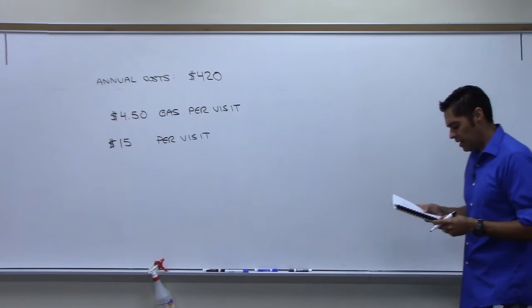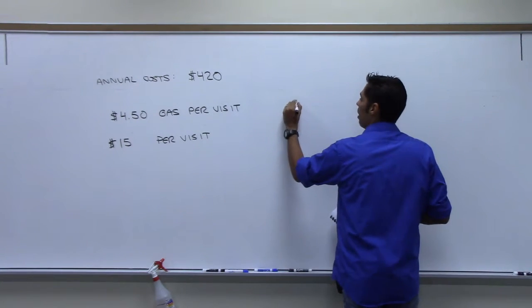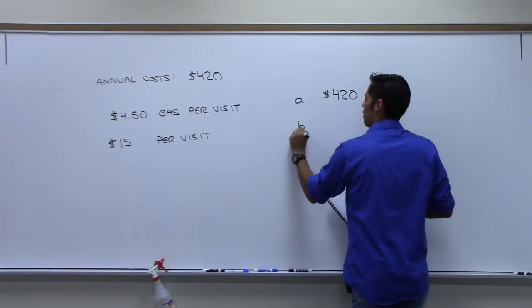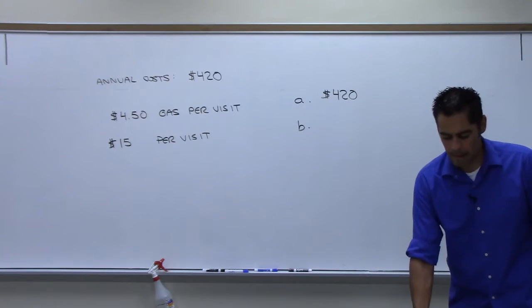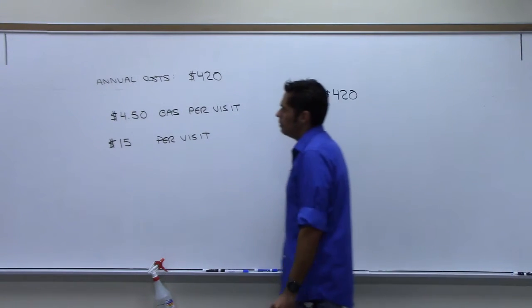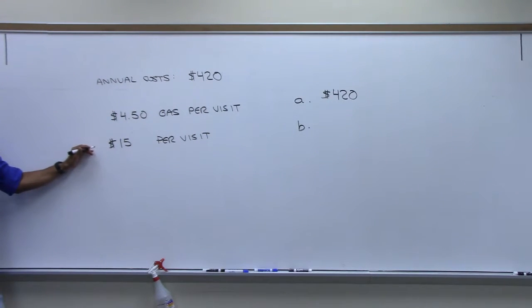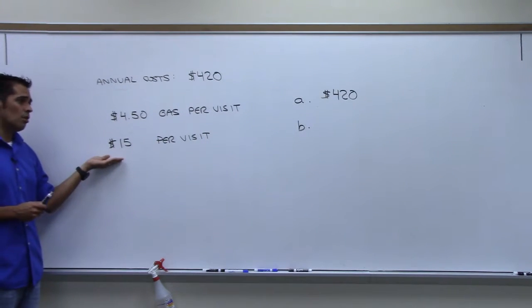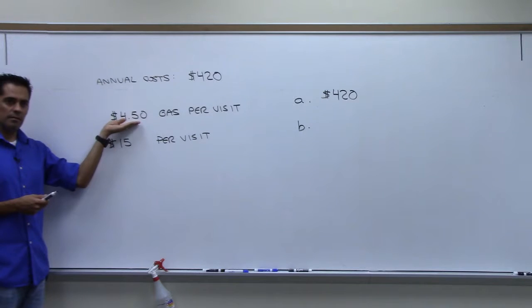It says, note that this is an annual cost function. Part A, what is the one-time annual charge or fixed cost? We already said, right? The $420. B, what is his variable cost? These are both part of the variable cost. Because every visit he makes, he's going to pay so much in gas, and every visit he makes, he's going to have a charge, right? But these work against each other, right? This is income, this is out, right?